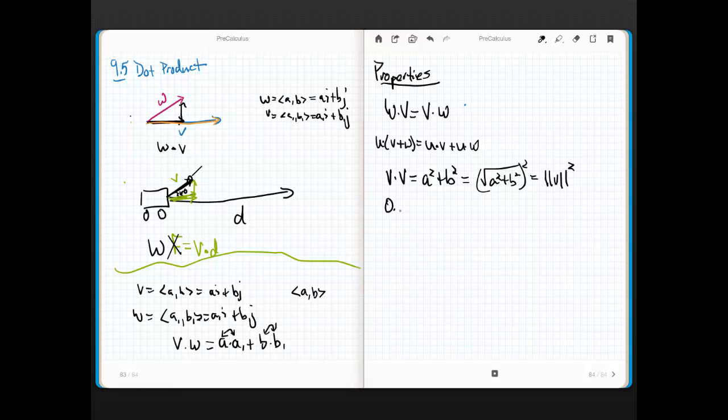And then last but not least, if I dot 0 with any vector, I always get 0, which makes sense. Can you see how dot product is really the multiplication analog to vectors, if you would?